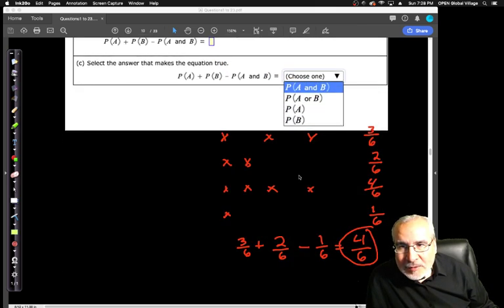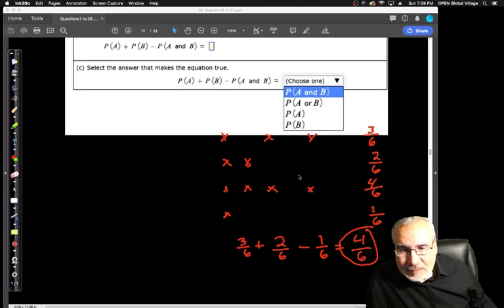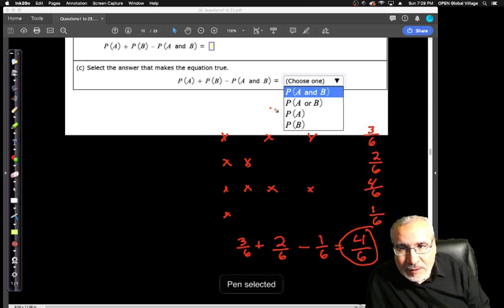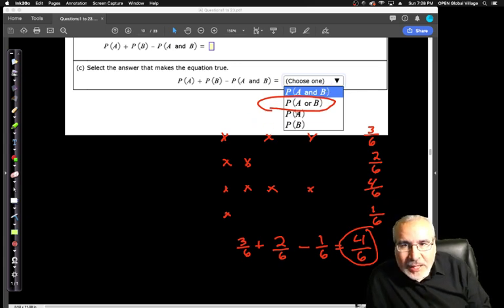So what is the answer? What does that equal to? As we saw, it's 4/6, which ended up being A or B. I did the drop-down list. It turned that one blue, but that's not the right answer. This is the right answer here. It's A or B. And how do we know that? Because the 4/6 matches up.